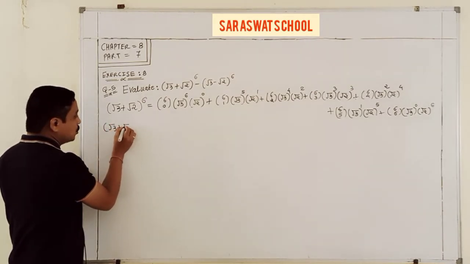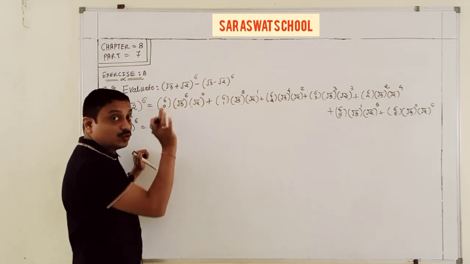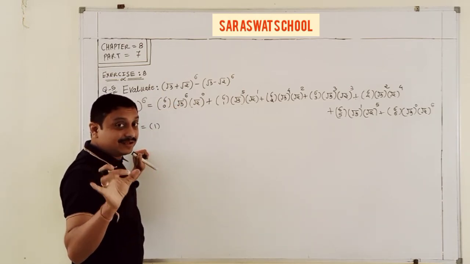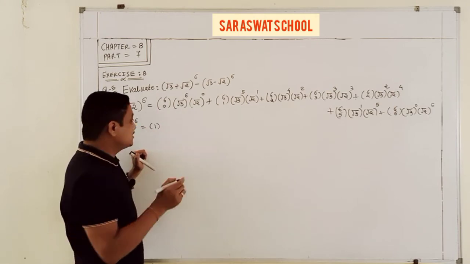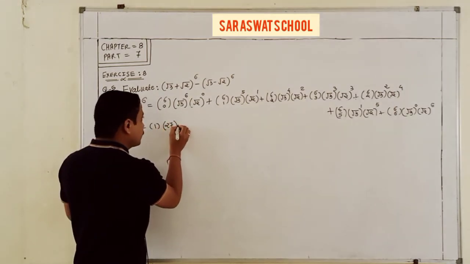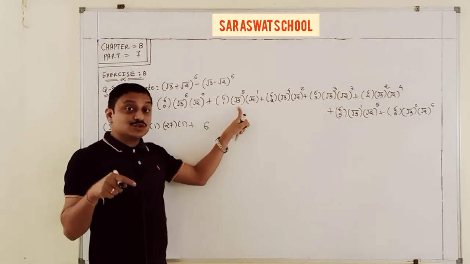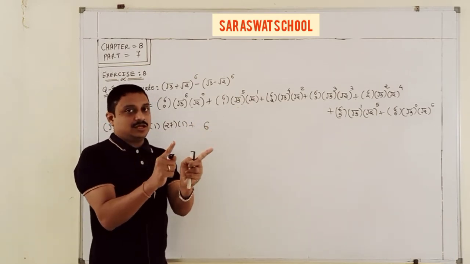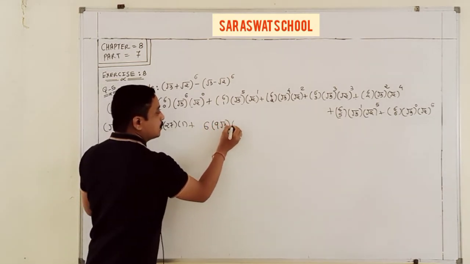Root 3 plus root 2 to the 6 power, the first term is 1. Root 3 raised to the 6 power: root 3, root 3 is 3, again 3 and again 3, total 6 factors, so 3, 3 is 9, 3 is 27, that is 1. Then root 3 raised to the 5th power is 9 root 3, root 2 same.